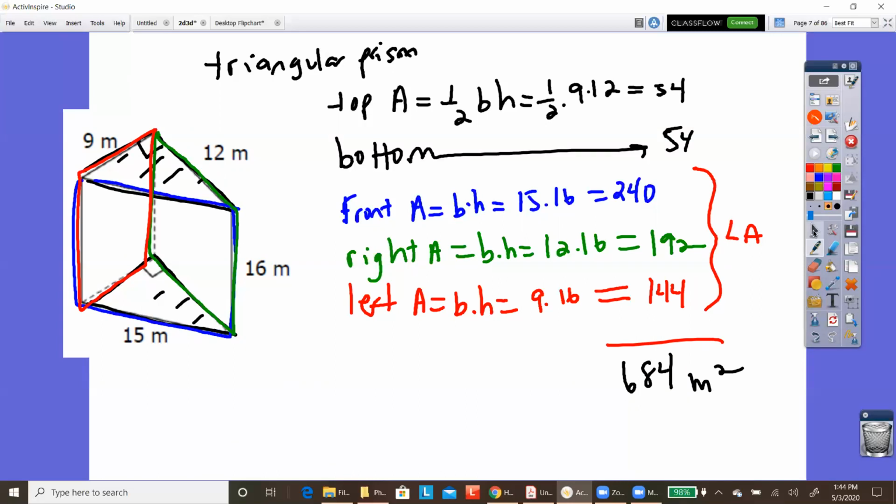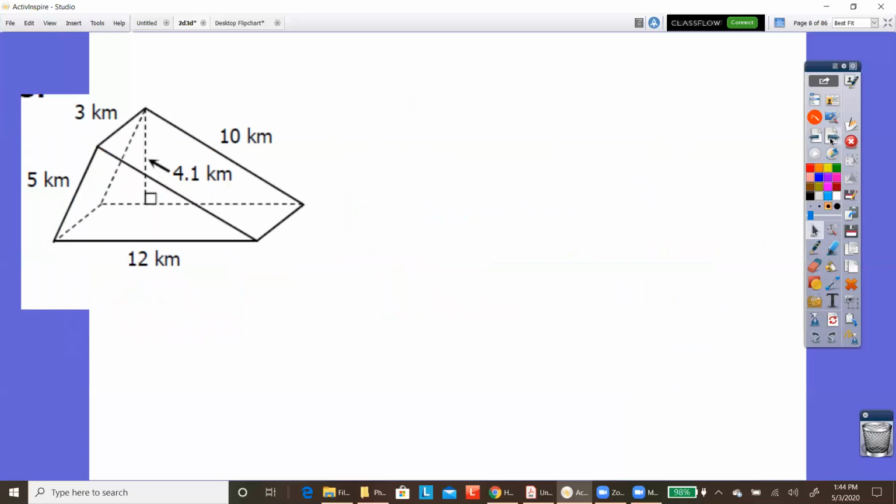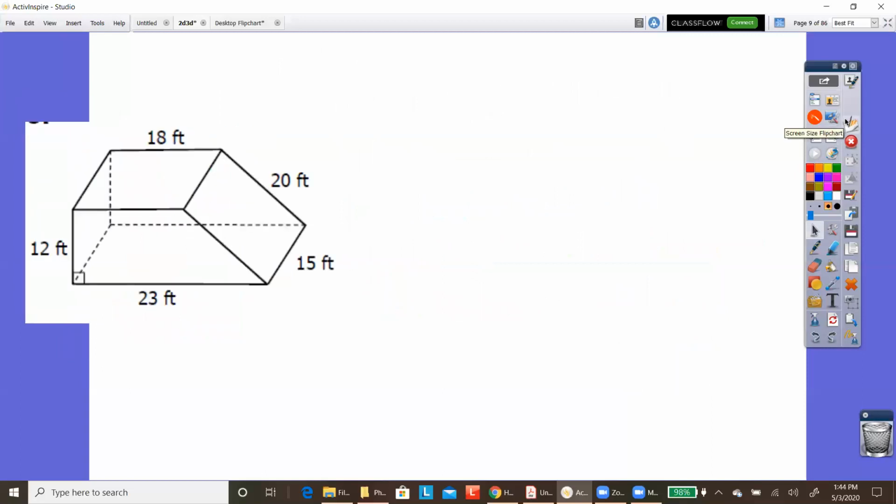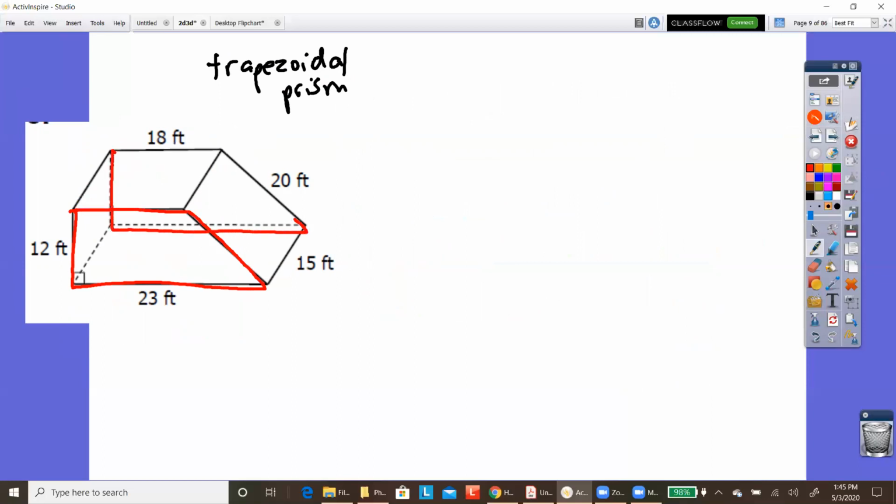Okay? What about if we have something different, like this one? Well, that's another prism. This one is a trapezoidal prism laying on a lateral face. Now, even though it's laying on a lateral face, the 2 congruent trapezoids would still be considered the bases. There's one there in red and the other one here in the back, and those are identical. So get the area of 1 and multiply by 2.